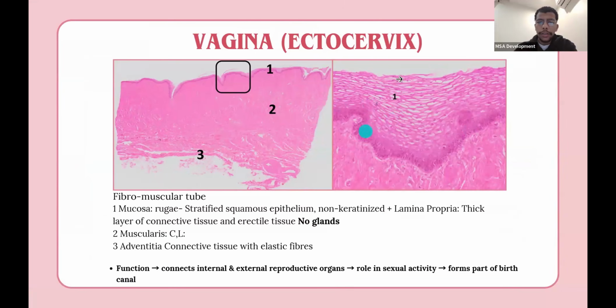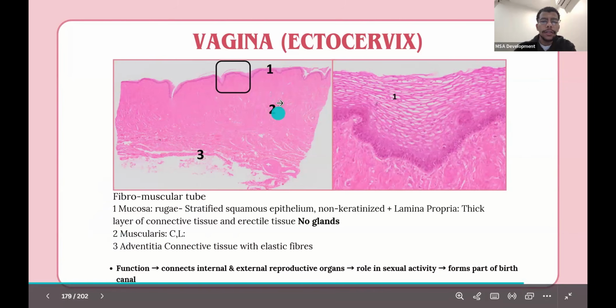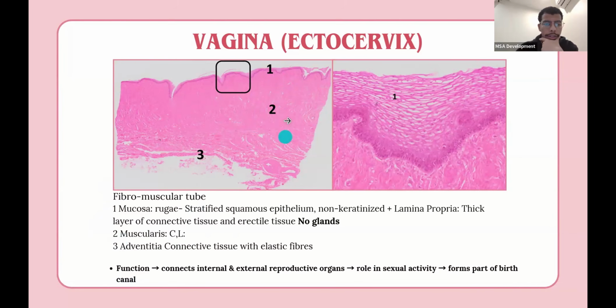And lastly, the vagina or ectocervix. Ectocervix and vagina, they have the same histological structure. So one, we have mucosa, which is thrown into folds. We call them rugae. And then 2, we have the muscularis layer. Again, circular and longitudinal. And then outside here, we have the adventitia. Now, this basically connects the internal reproductive organs with the external reproductive organs. Okay? And that's mostly it.